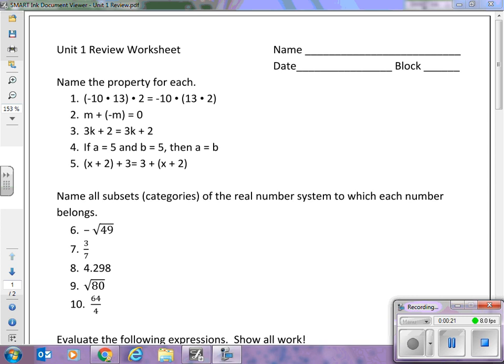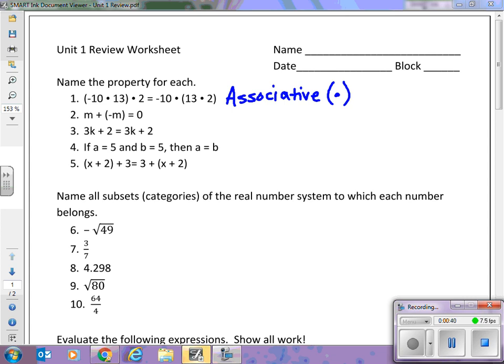For 1 through 5, you're naming the properties that are being shown. So in number 1, if you notice, the parentheses have changed around two different groups of information. So this is known as the associative property. And don't forget that with associative, there is more than one type, so we definitely want to put what operation it is. This one was multiplication.